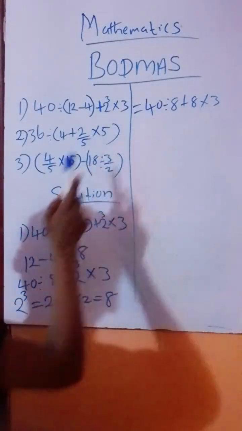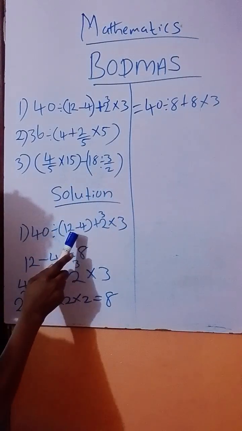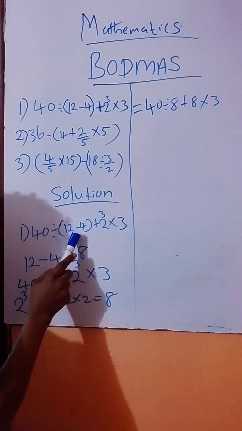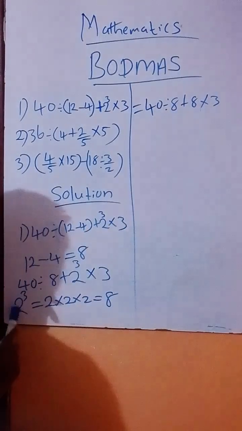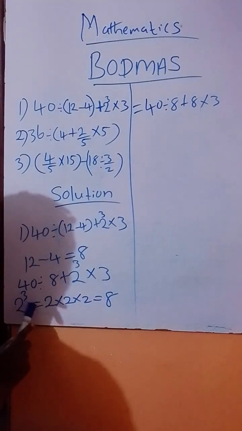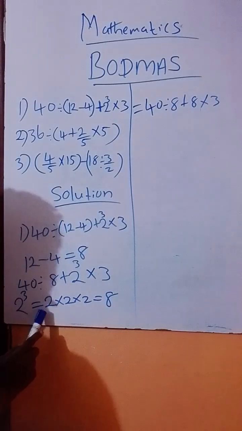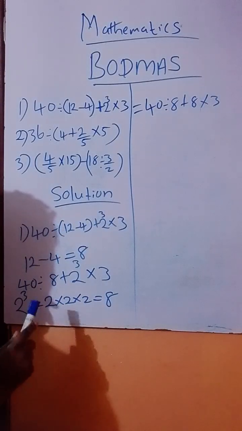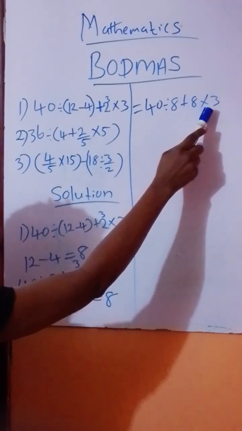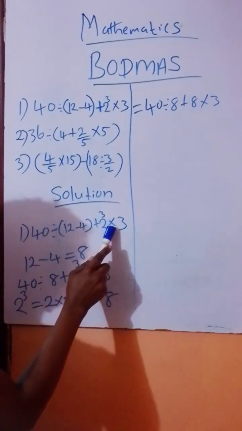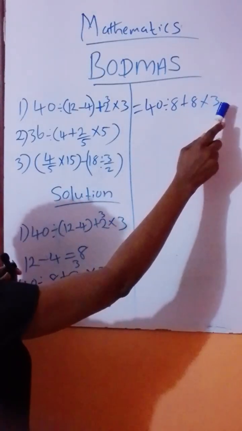This 40 now, look at it here. The division sign, look at it here. We have already solved this bracket, and our answer from solving this bracket is 8. Then this 2 raised to power 3, meaning that 2 into 3 places, is going to give us 8. This is the 8 here, times this 3. This is the times here. This is the 3 here.